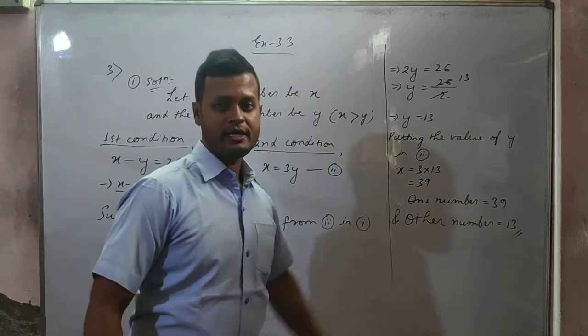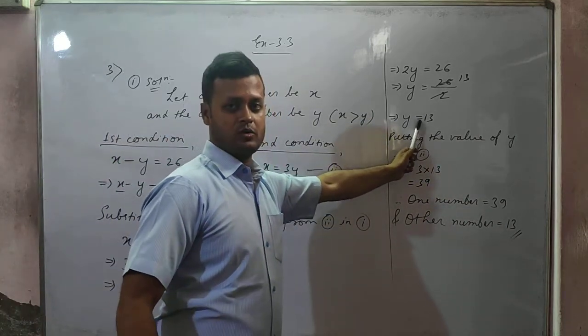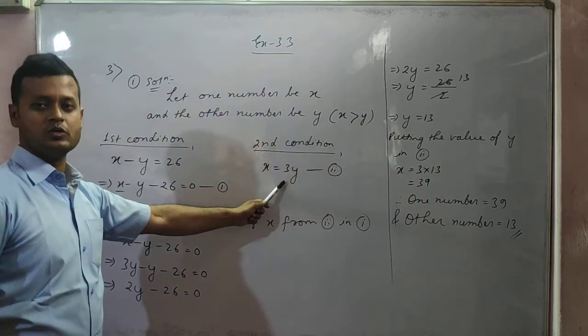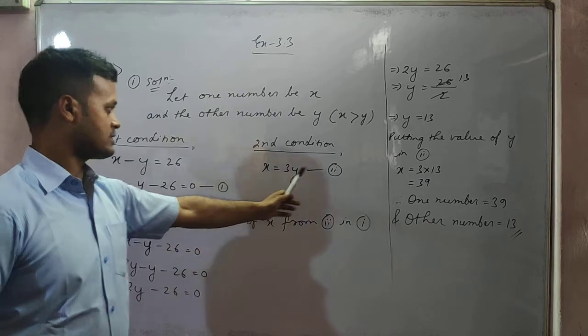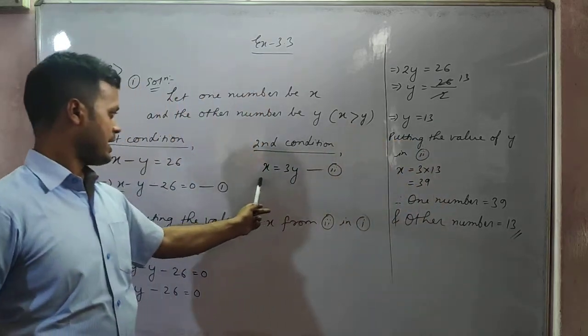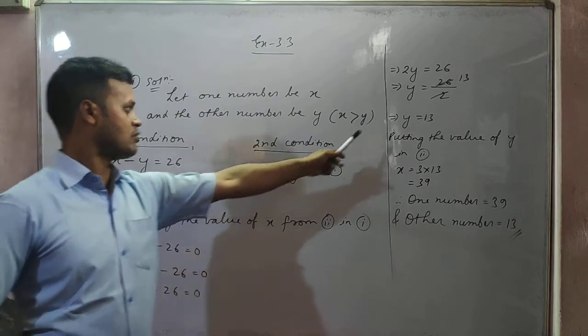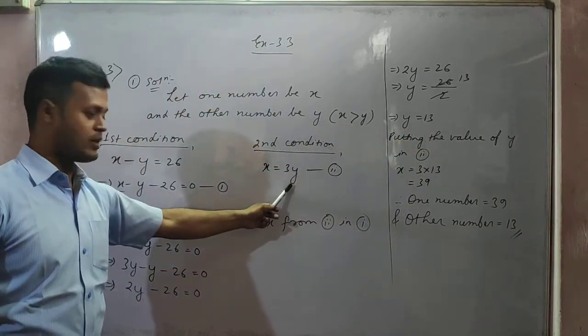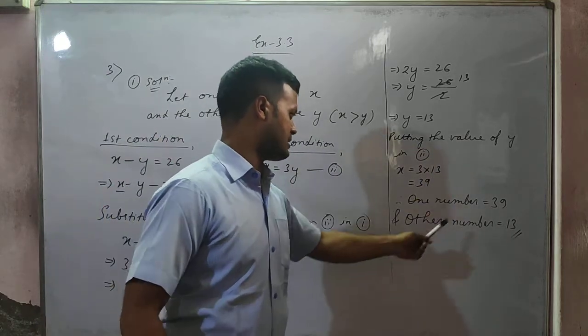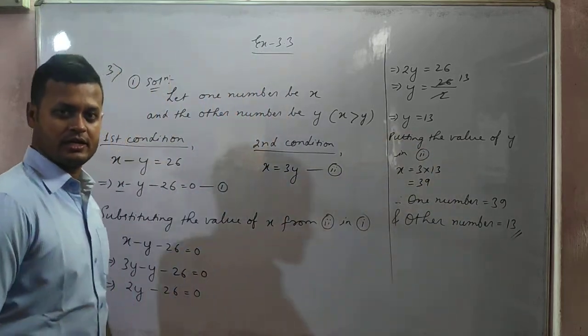Putting the value of y in equation 2. What is the value of y? 13. This y's value you will put in equation 2. So x is equal to 3y, isn't it? In place of y you will put 13. What is the value of y? 13. Here in place of y I am putting 13. So 3 into 13 will become 39. So one number is 39 and the other number is 13. Is it okay?